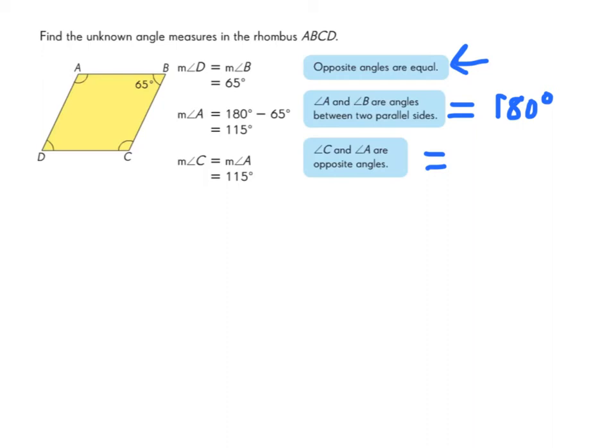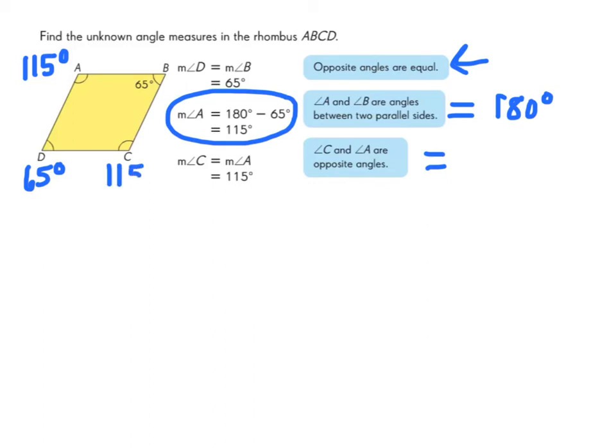So let's find the unknown angles A, C, and D. Well, B and D are opposite of one another, therefore angle D must be equal to 65 degrees. This problem here shows us that if angle A plus angle B equals 180 degrees, then angle A must equal 115 degrees. Angle A and angle C are equal, so angle C will also equal 115 degrees.